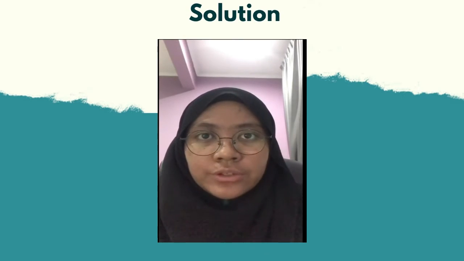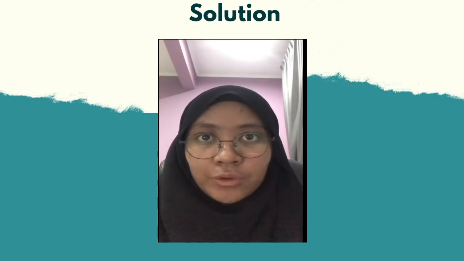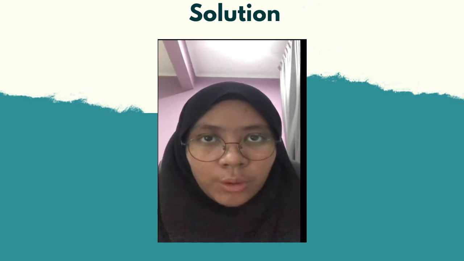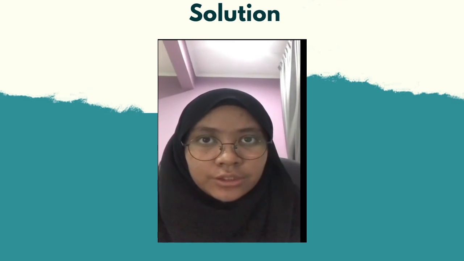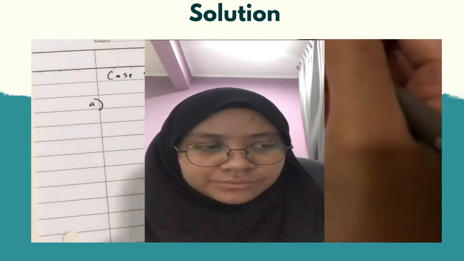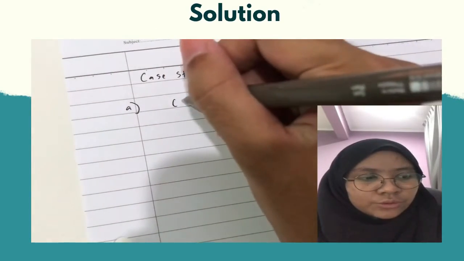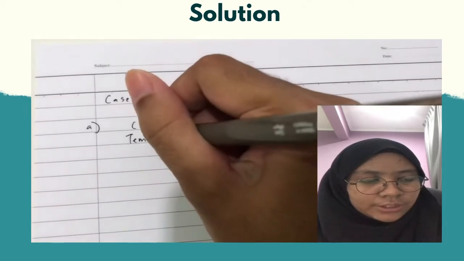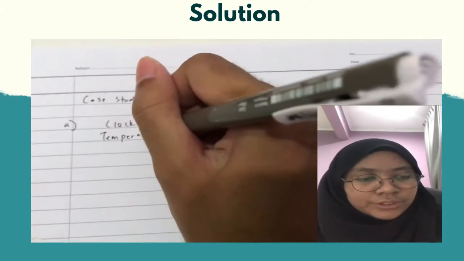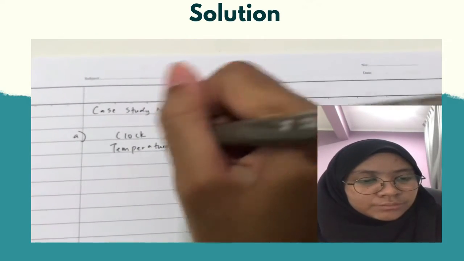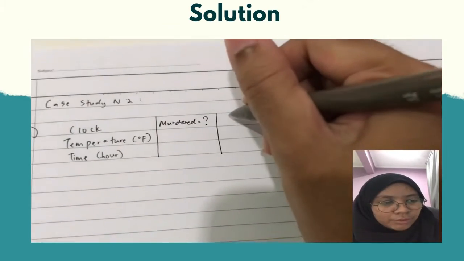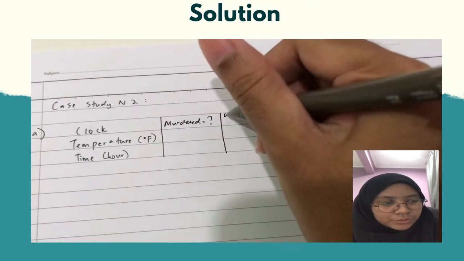So now we will solve the first question, question 8. The question wants to know the cooling equation of the body. So to make it easier, firstly we have to make a table. So there is the clock, the temperature of the body, and the time in hours. So from the question we can pull out the information. For the clock, we don't know when the body was murdered, so we put a question mark.